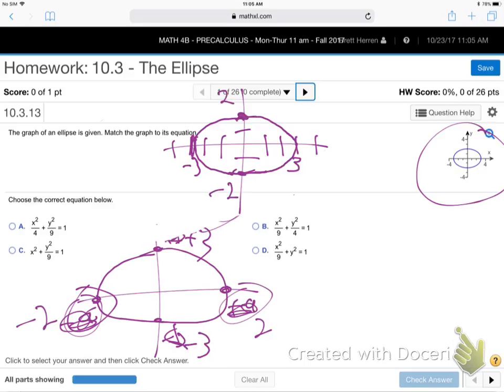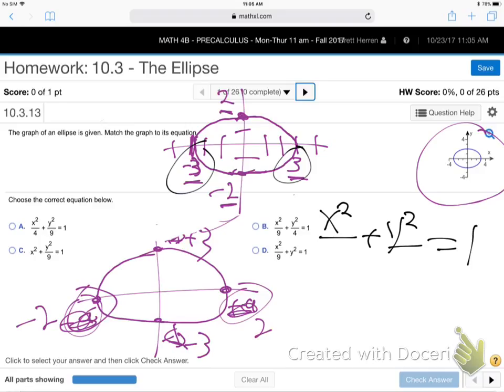So 3 and -3. This goes over to 3 and back to -3. Up to 2, down to -2. So therefore, from that picture, let's come up with the equation. We know it's x squared over something, y squared over something equals 1. So what's underneath x if it's right 3 and left 3? 9, because it's squared. What's underneath y if it's up 2, down 2? 4, because it's those numbers squared. So which one is that? B. Yeah, it looks like B. There it is. Is that good so far?